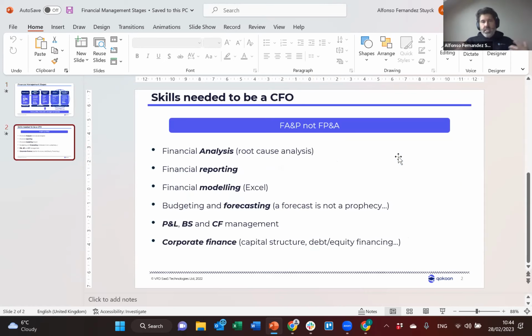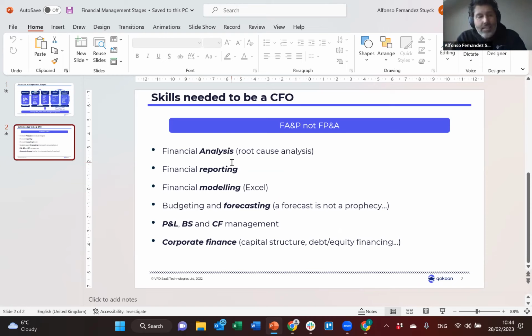Now, good CFOs, from what I've seen, have a lot of knowledge of corporate finance: what you learn in investment banking and private equity, the capital structure of the company. Do we raise debt? Do we raise equity? How does that affect the company? Key skills include financial analysis and root cause: what is happening and why it is happening. Not only the P&L; cash flow as well. Many people tend to ignore the balance sheet.